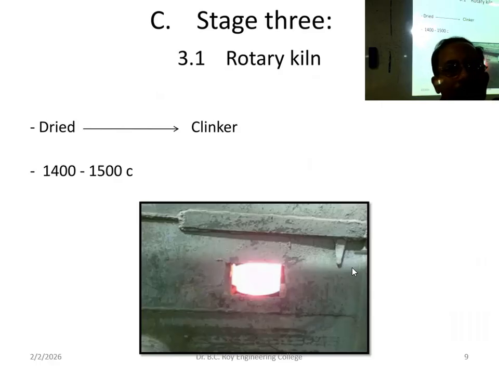The rotary kiln is actually a heater. It is heated by flame heating, and the temperature is quite high, 1400 to 1500 degrees centigrade. The kiln is rotating horizontally, and blending is going on inside it and heating is also done.